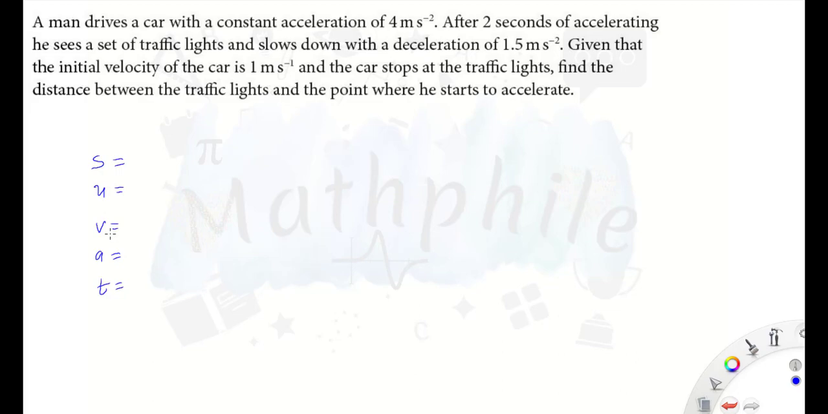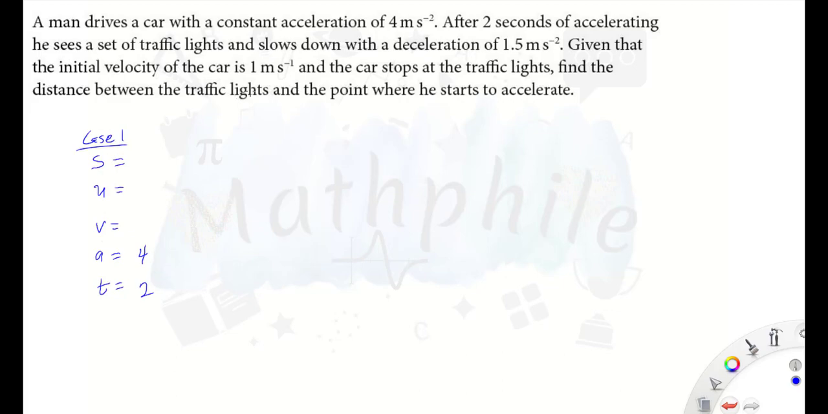A man drives with constant acceleration. The acceleration is 1 meter per second squared. Sorry, after 2 seconds, he sees the light and slows down. So that's the first case. Case one, when you're accelerating. So let's separate that one from case two. If you read on, we're told that the initial velocity of the car is 1. So this is 1 meter per second.